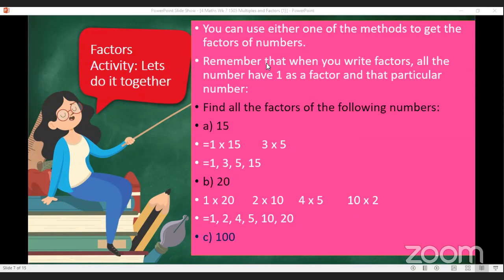Ma'am, 10 times 10. 10 times 10, yes. 100 times 0? 100 times 0 is 0. Oh, sorry, ma'am. Oh, I already did it. 10 times 10, you are right.